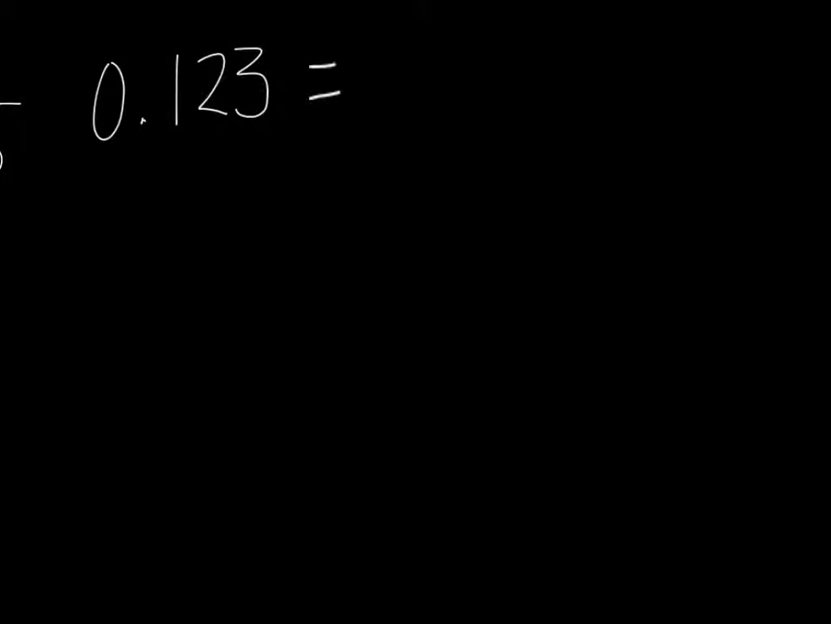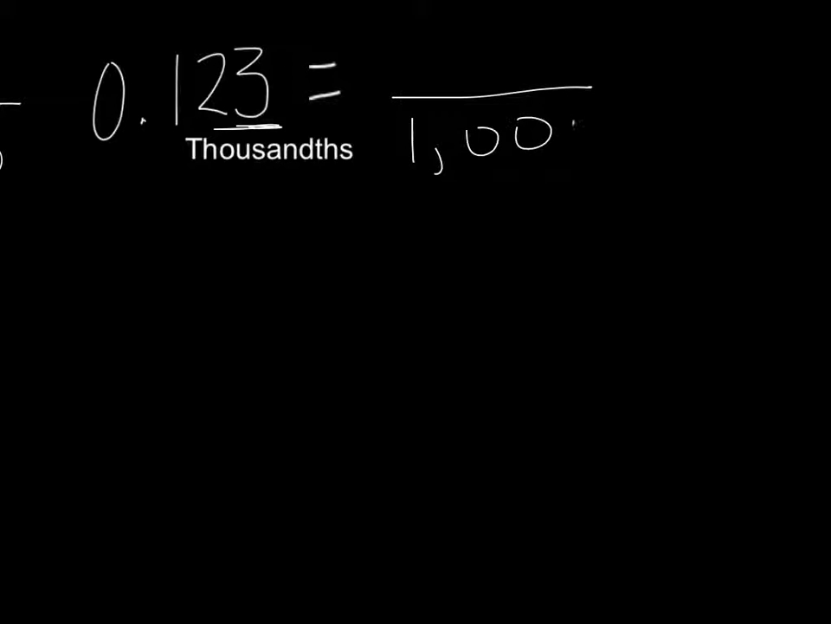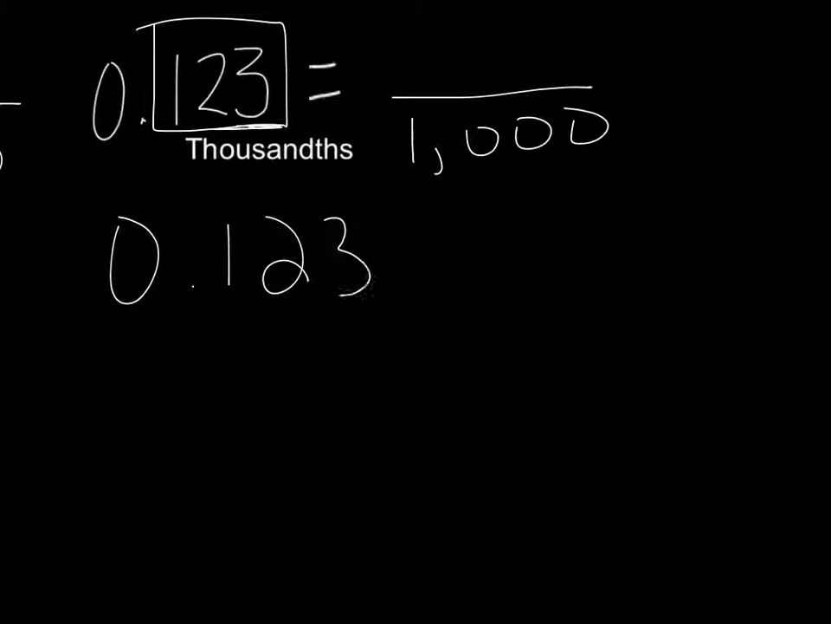Our next one is 0.123. Again, I want to look at my last digit and figure out what place value that is in. What place value is my 3 in? That's right, my last digit is in the thousandths place value, so I know that when I'm writing this as a fraction, it's going to be out of 1,000. And then I can read my number as normal. It's 123. So we read the number 0.123 as 123 thousandths, which is also how I can write my fraction, 123 thousandths.